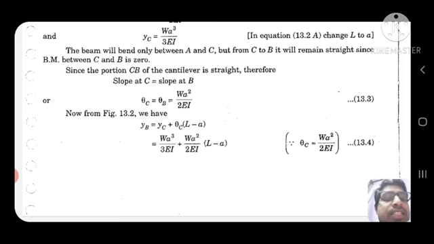So YB is equal to YC plus theta C into (L minus a). So W a cube by 3 EI plus W a square by 2 EI into (L minus a).